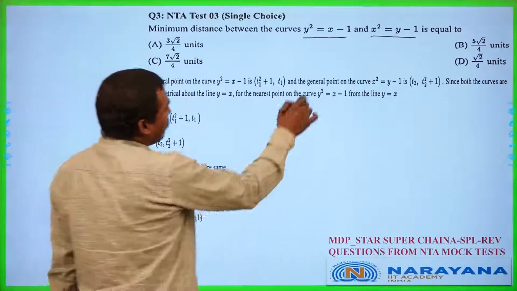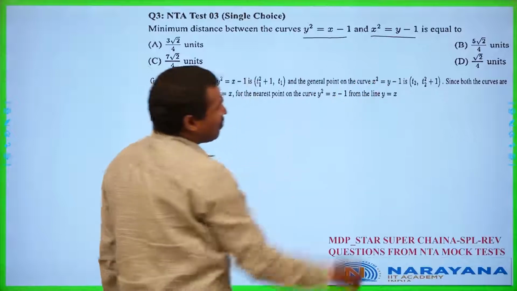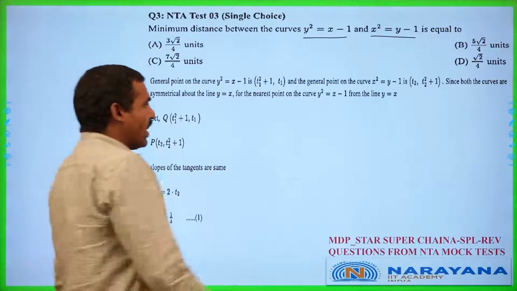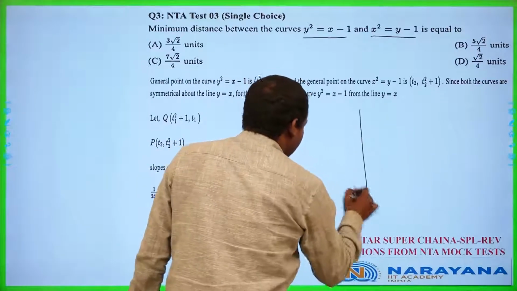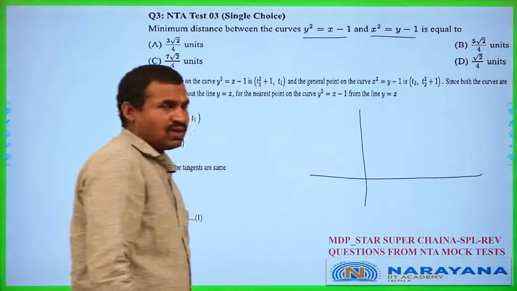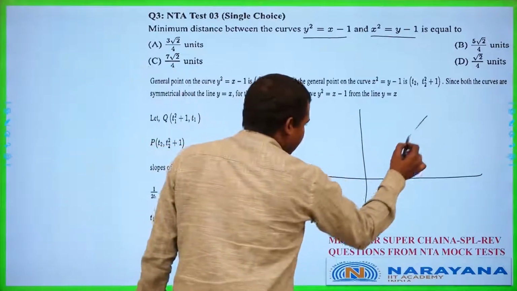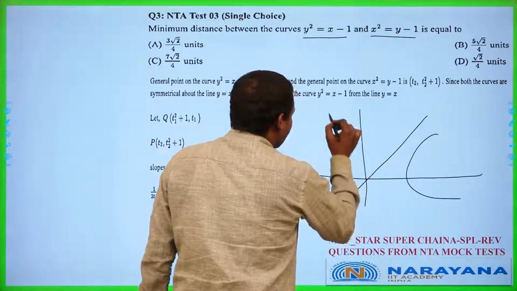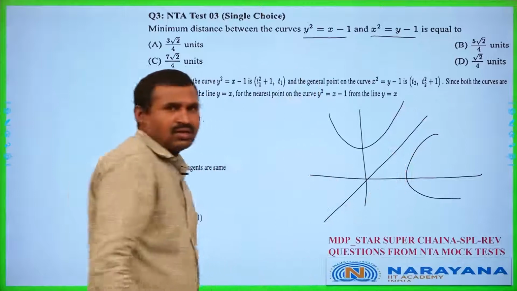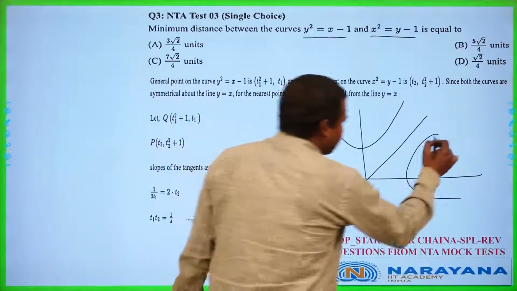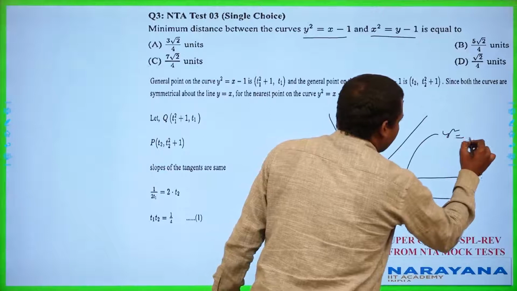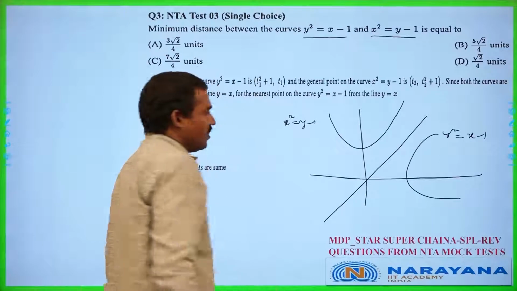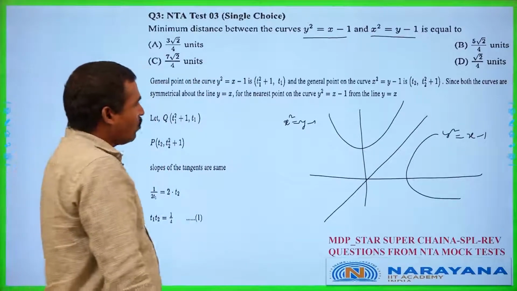Here, if you observe, y square is equal to x minus 1 and x square is equal to y minus 1, one is the image of the other with respect to y is equal to x. So, if we take the line y is equal to x, and the curves y square is equal to x minus 1 and x square is equal to y minus 1, these are the two curves, and we have to find the minimum distance between them.